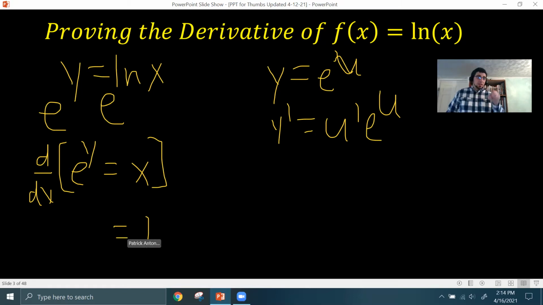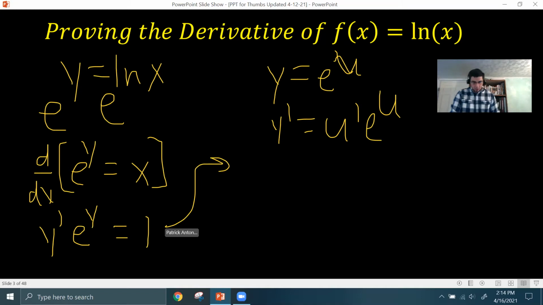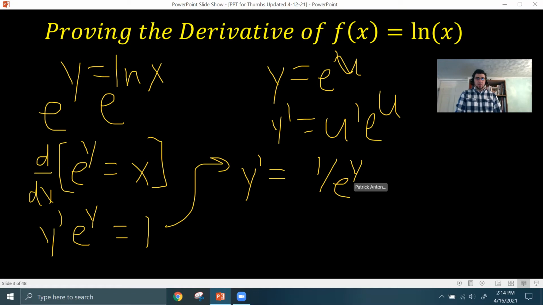The left side is e to the y, and we know that y equals natural log x from the beginning, so y represents a function. So what we have to do is implicit differentiation, or just apply the chain rule. u prime e to the u, right? Except we're using y as a function instead of u, so it's y prime e to the y, okay? Now, if I solve that for y prime, I would have y prime equals 1 over e to the y, okay?